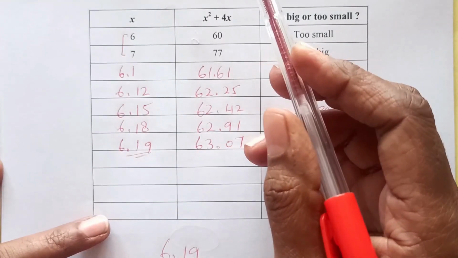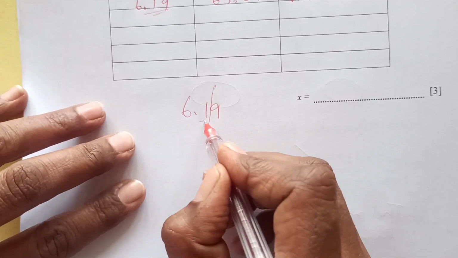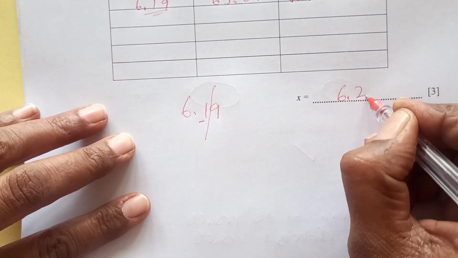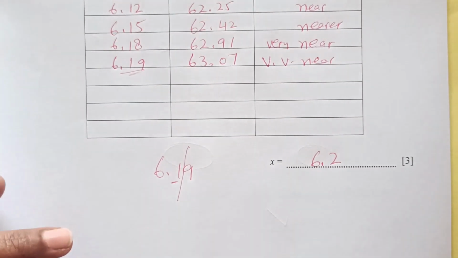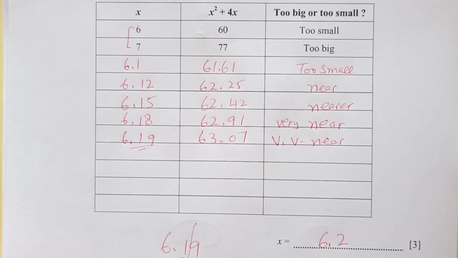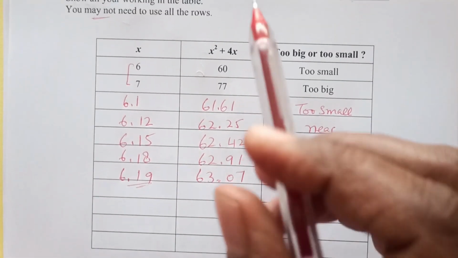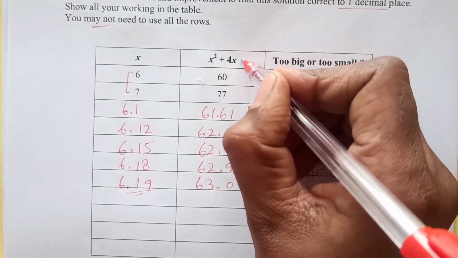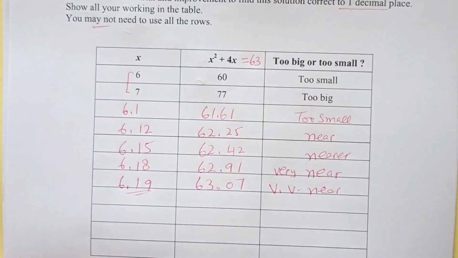Then it should be in one decimal place. One decimal place is here, so this will become 6.2. Okay, so this is a 3 marks question, only the calculations using the calculator. You should have your value nearer, it should be closer to 63.